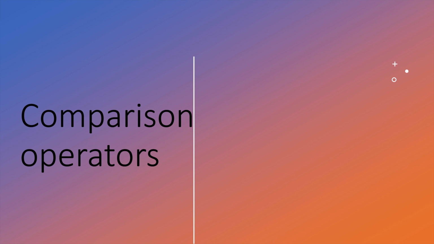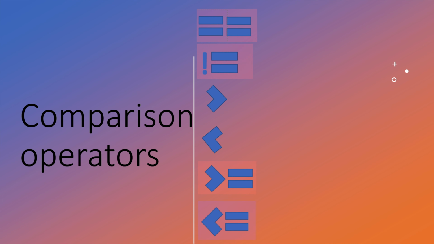In Java, comparison operators are those operators which are used to compare between values. We do have equals equals, exclamation and equals, which is not equal, and greater than, less than symbol, greater than equals, and less than equals. So these all symbols are used to create a Boolean condition.